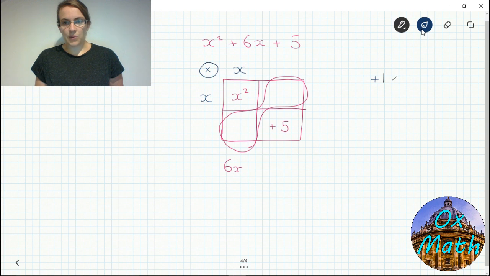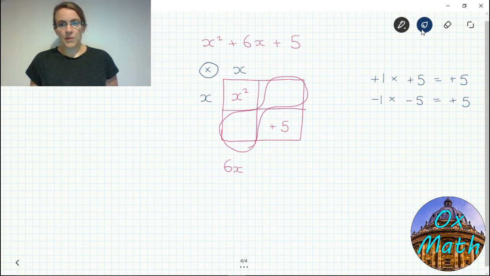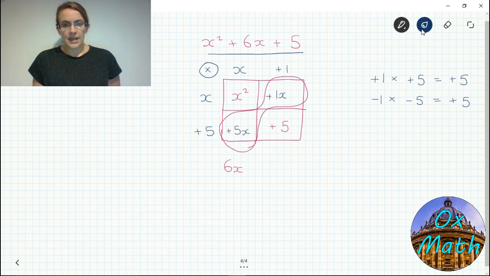So plus 1 and plus 5 multiply together to give us plus 5, and minus 1 and minus 5 would also give us plus 5. Remember, we are allowed negatives. I'm going to try the positive one first, purely for the fact that my original equation has no negatives in it, so it's unlikely that there's going to be a negative. So I'm going to try plus 1 and plus 5, and then do the multiplication and check it. So x times plus 1 is 1x, and x times plus 5 is 5x. Now they do add together to give me my 6x, so I know that these two numbers are correct.